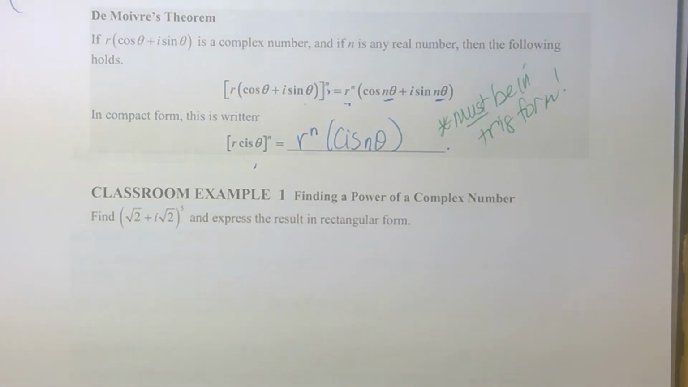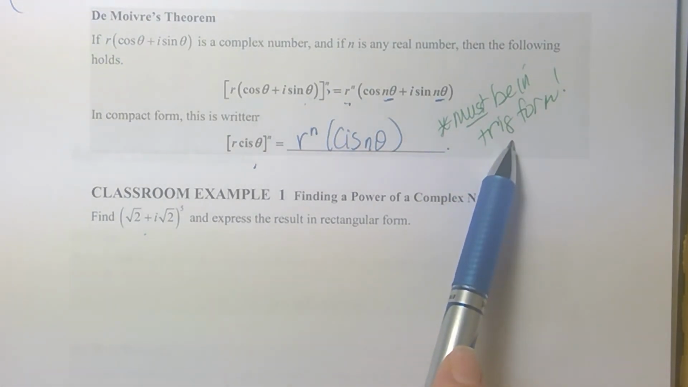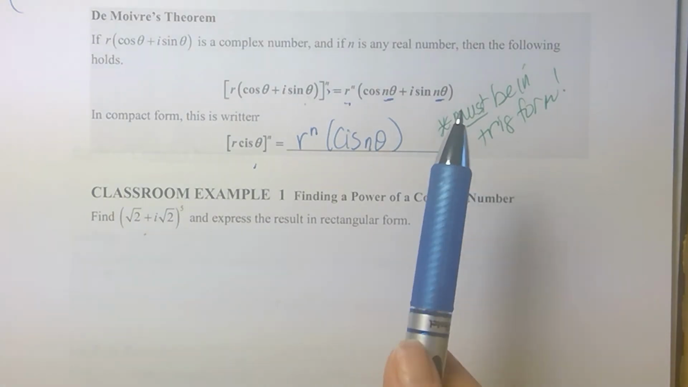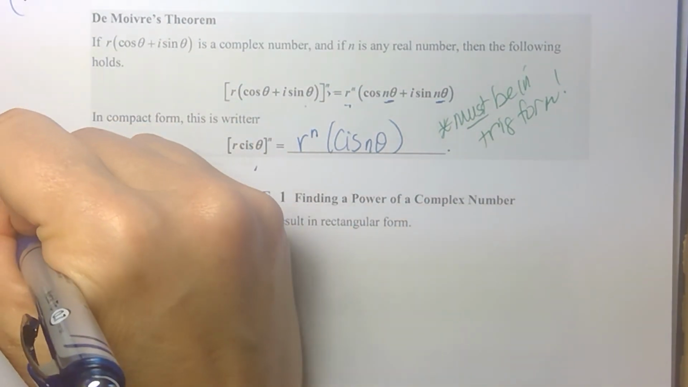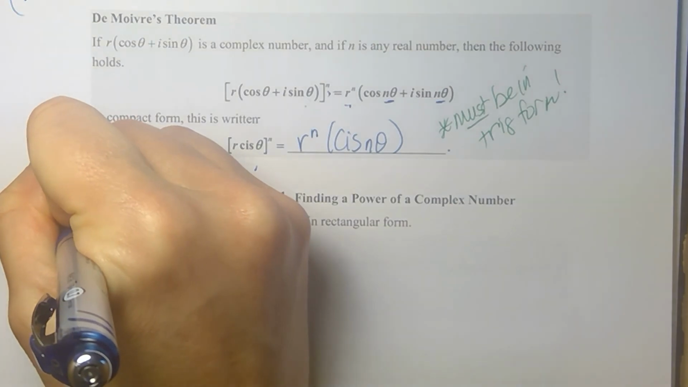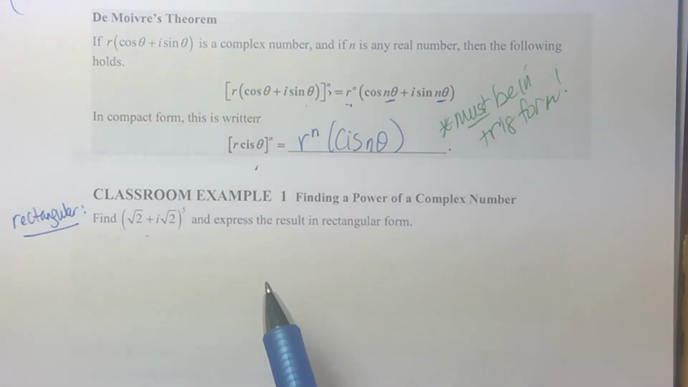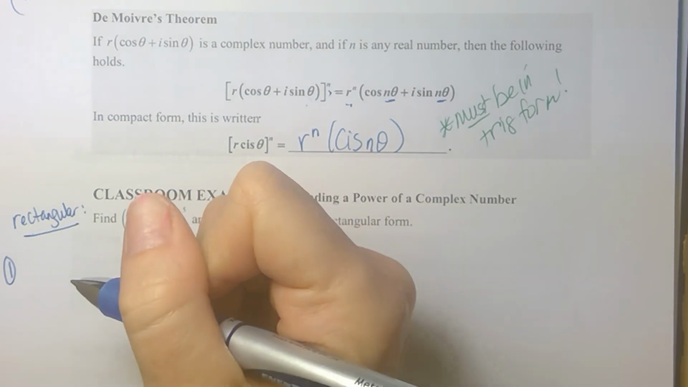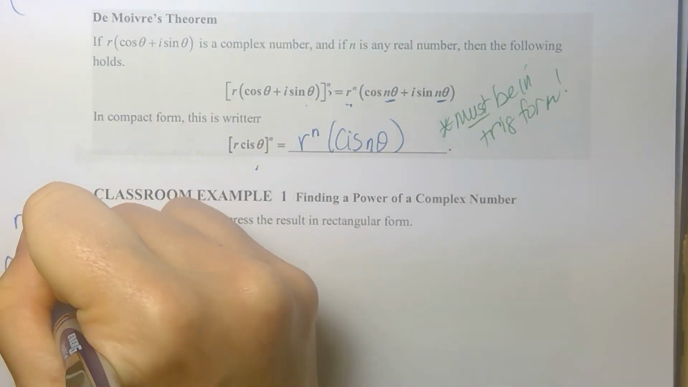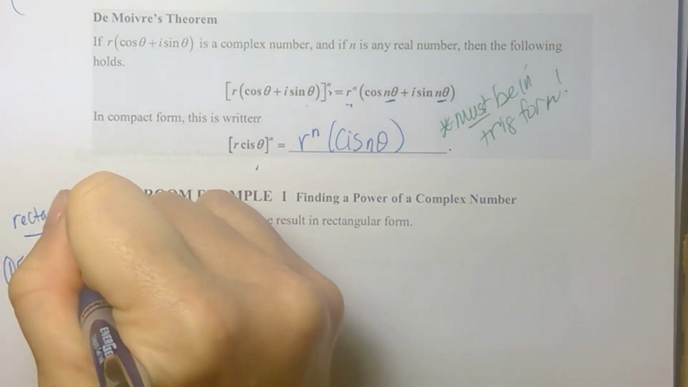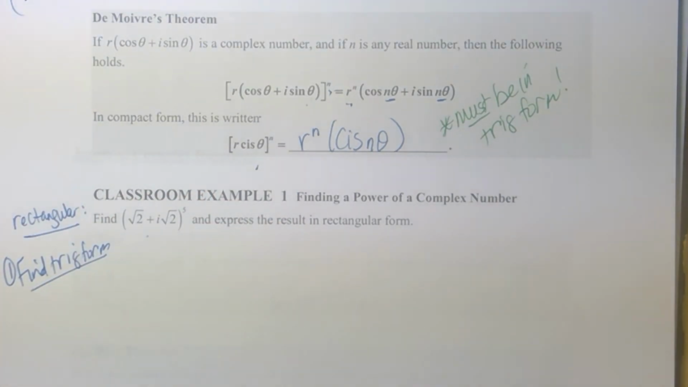Let's think about our forms here. This is given to me in rectangular form. It's not CIS theta. So this is rectangular form. I need to answer in rectangular form, but de Moivre's theorem has to be done in trig form. So I'm starting in rectangular form, just a plus bi. My first step is going to be to find the trig form. Then I'll apply my theorem, and then I'll turn it back into rectangular form.